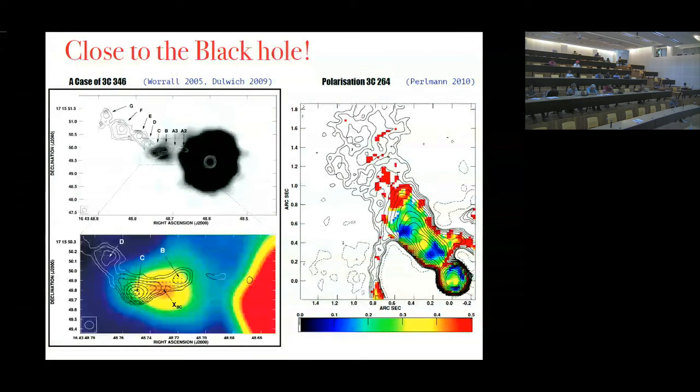Also, when these jets interact with the ambient medium, on the right hand side for the case of 3C264, you see the polarization image due to synchrotron processes.